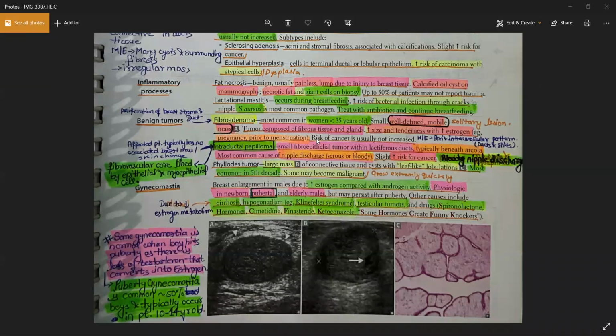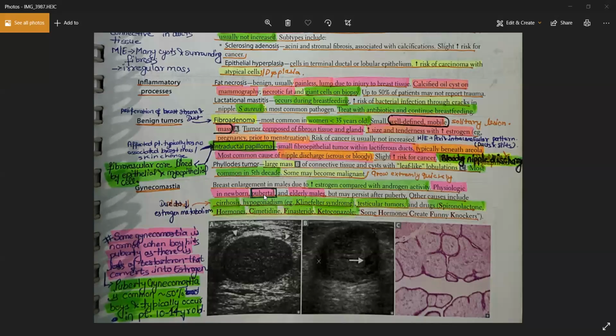Gynecomastia is basically breast enlargement in males, and that happens whenever males have a higher activity of estrogen than androgens. I told you about these two, the androgens and the estrogen. Whenever the estrogens are more than what they should be, males will have gynecomastia. Please note that it is physiological in the pubertal age. Whenever males hit puberty, they have a lot of androgen, and most of that androgen will be converted into estrogen. So at the time of puberty, having gynecomastia is totally normal.